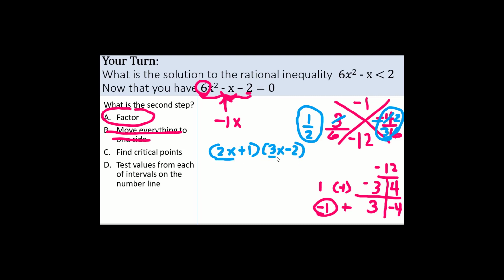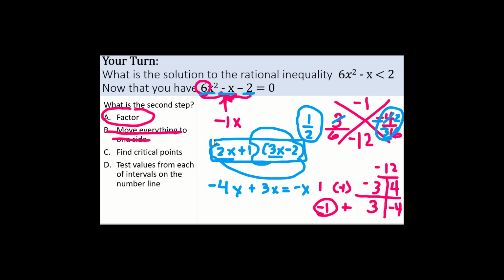First terms, 2 times 3 is 6. x times x is x squared, so that checks. And then do your outer and your inner terms. 2 times -2 is -4x. And then 1 times 3 is a +3x. When you add those together, you get a -x, which is our middle term, so that checks. And then our last terms, -2 times +1 is a -2. So this is the way that you factor. So we have it factored correctly.